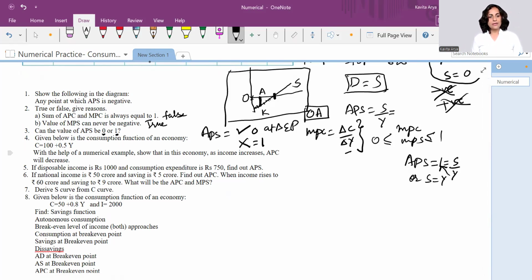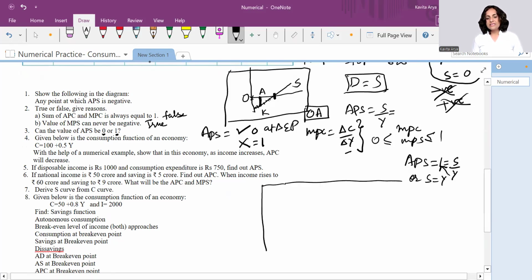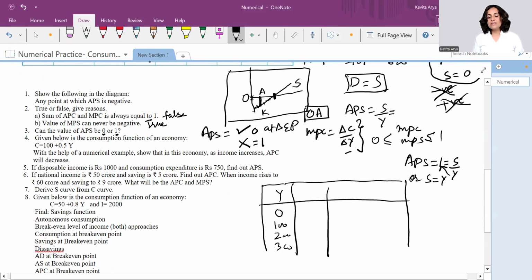Now, next question. Given below is the consumption function of an economy, C is equal to 100 plus 0.5 Y. With the help of a numerical example, show that as the income increases, APC will decrease. Beta, what do you do in this? You have to create a table wherein you would say you are beginning with 0 and then going ahead with 100, 200, 300, and then you go for C.